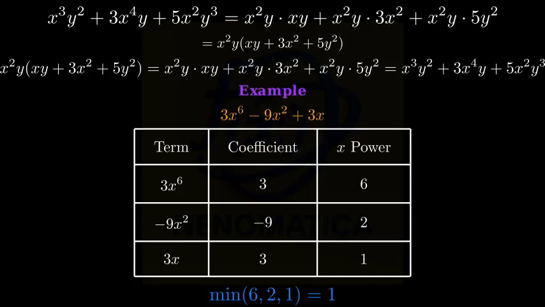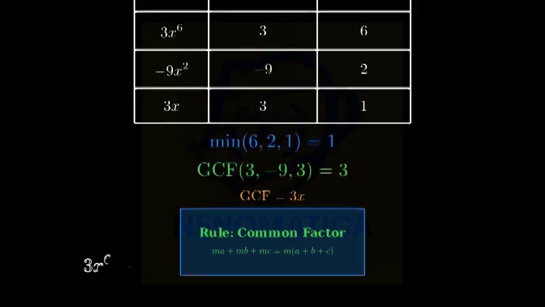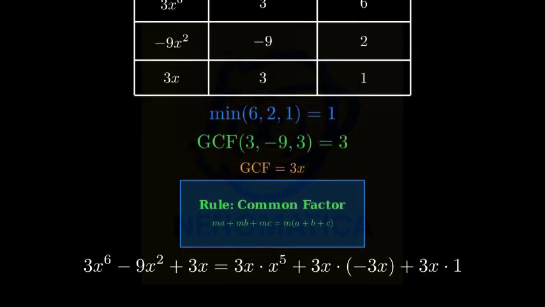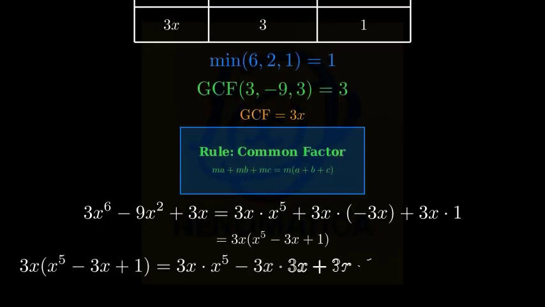Now, let's apply the common factor rule to factor this expression. We'll use the same common factor rule for 3 terms that we used in our previous example. We factor out 3x from each term. This gives us 3x times the quantity x to the fifth power minus 3x plus 1. We can verify this by multiplying back to get our original expression.